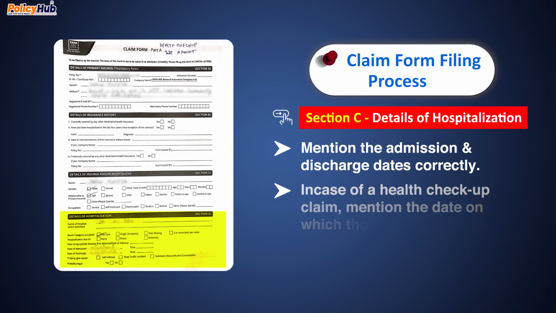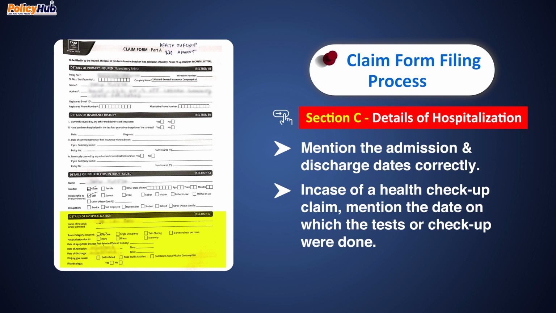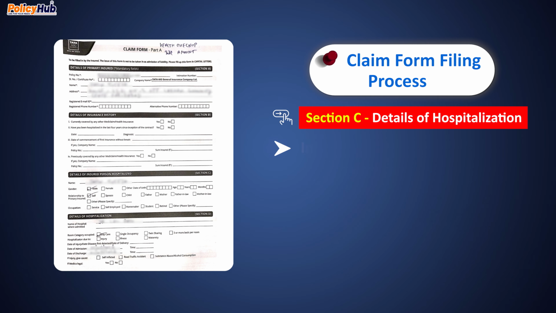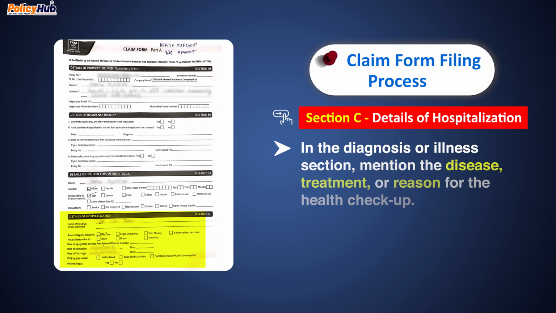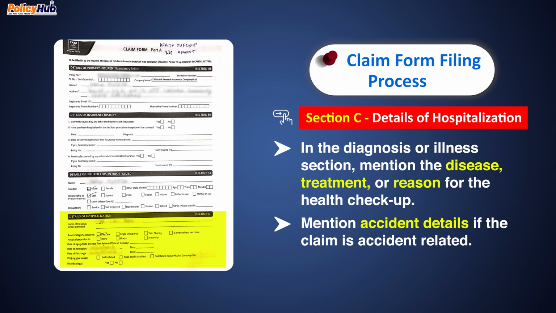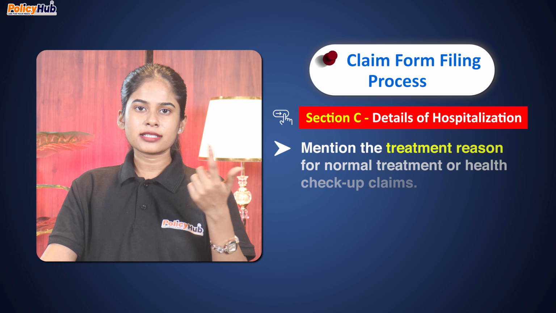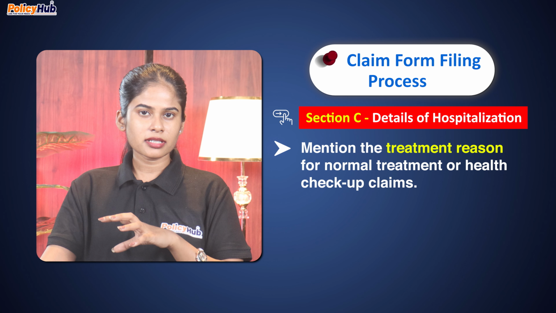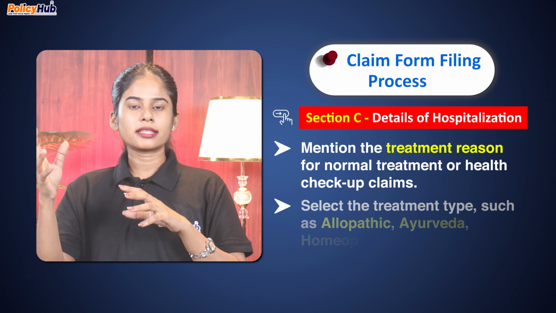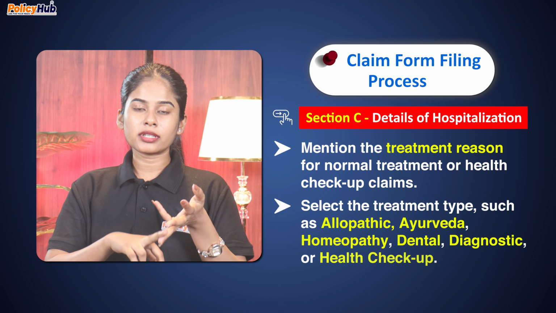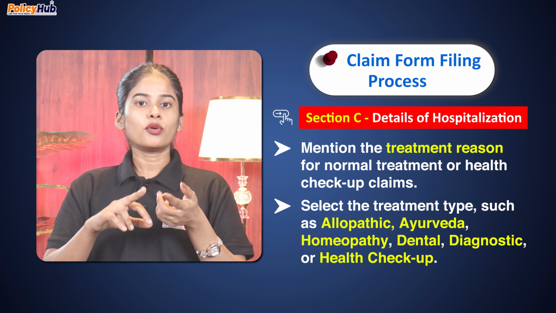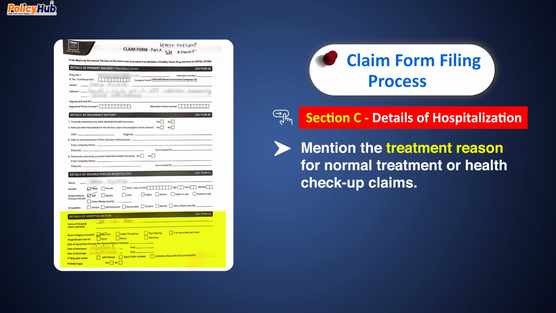In case of a health checkup claim, you can simply mention the date on which the test or checkup was done. In the diagnosis or illness section, mention the disease, treatment, or reason for the health checkup exactly as mentioned in the medical document. If the claim is accident related, then you also need to mention accident details. Otherwise, for normal treatment or health checkup claims, you can mention the relevant treatment reason accordingly. You will also need to select the treatment type such as allopathic, Ayurveda, homeopathy, dental, diagnostic, or health checkup. If the claim is not related to accident or maternity, simply select no in those sections.